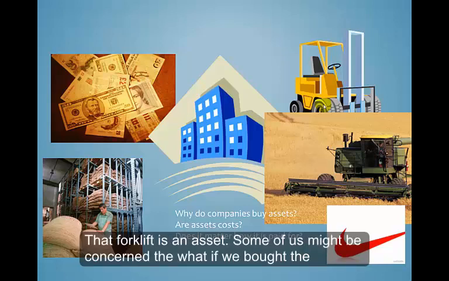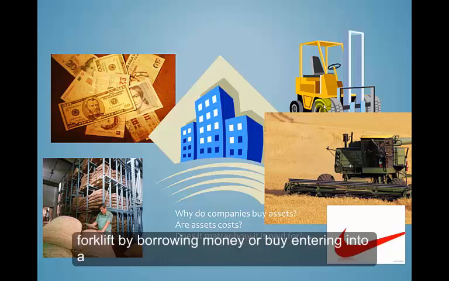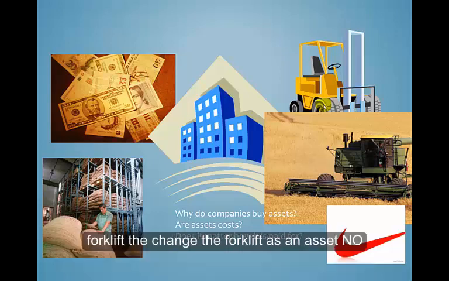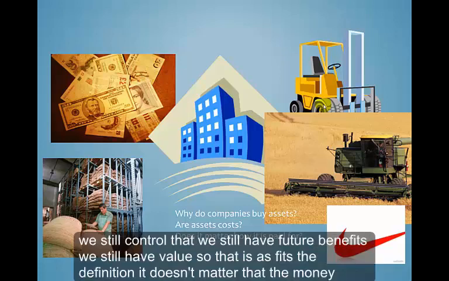Some of us might be concerned though, what if we bought the forklift by borrowing money or by entering into a long-term loan for that forklift, even maybe with the seller of the forklift? Say we go to the forklift dealer and we get a loan to buy the forklift. Does that change that the forklift is an asset? No. We still control that. We still have future benefit. We still have value. So that fits the definition.